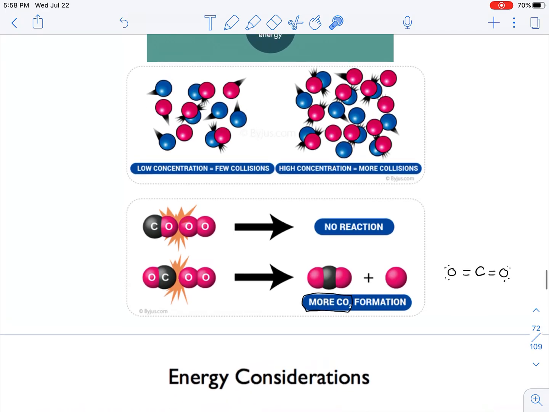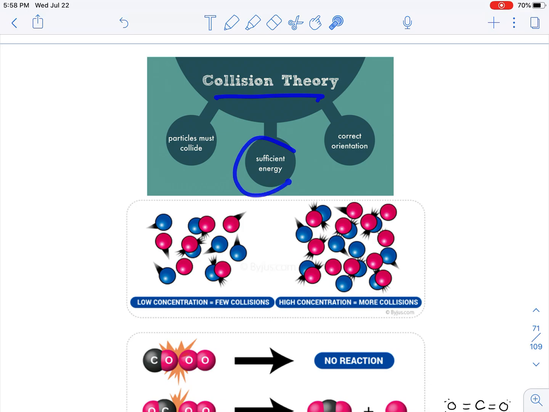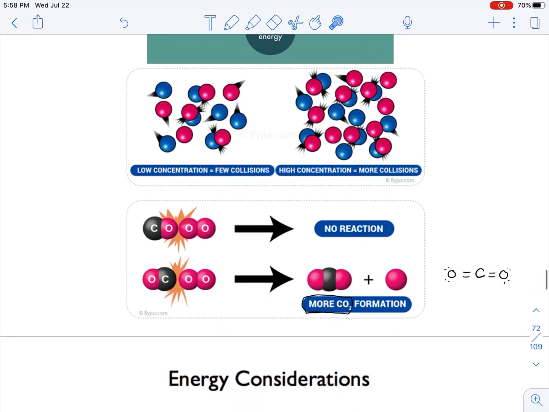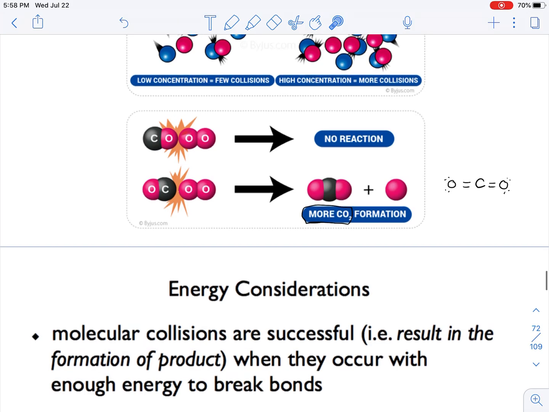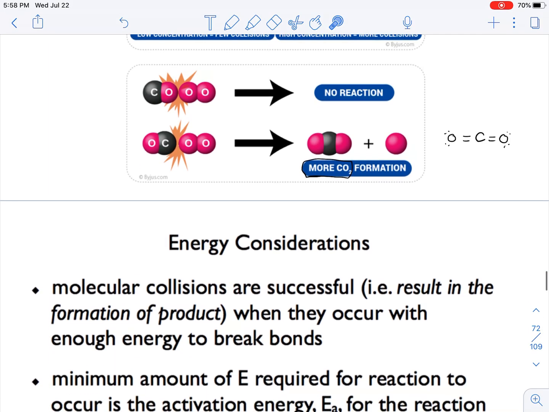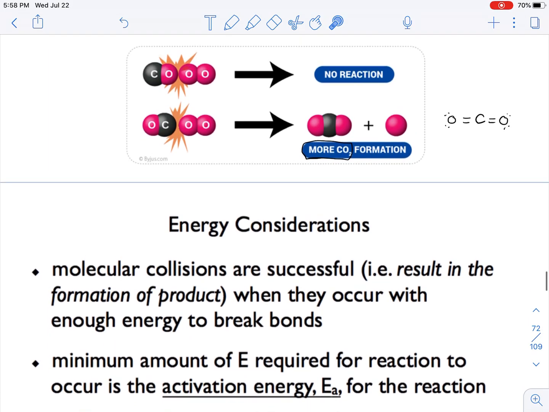All right, so the last item that I want to talk about with respect to collision theory is this idea of sufficient energy, or having enough kinetic energy to overcome this activation barrier. And so it turns out that molecular collisions are only successful when they have enough kinetic energy to break bonds that it currently has, and has enough energy to form new bonds. And so this minimum amount of energy that's required for the reaction to actually occur is known as the activation energy, which is abbreviated as capital E with a subscript A.